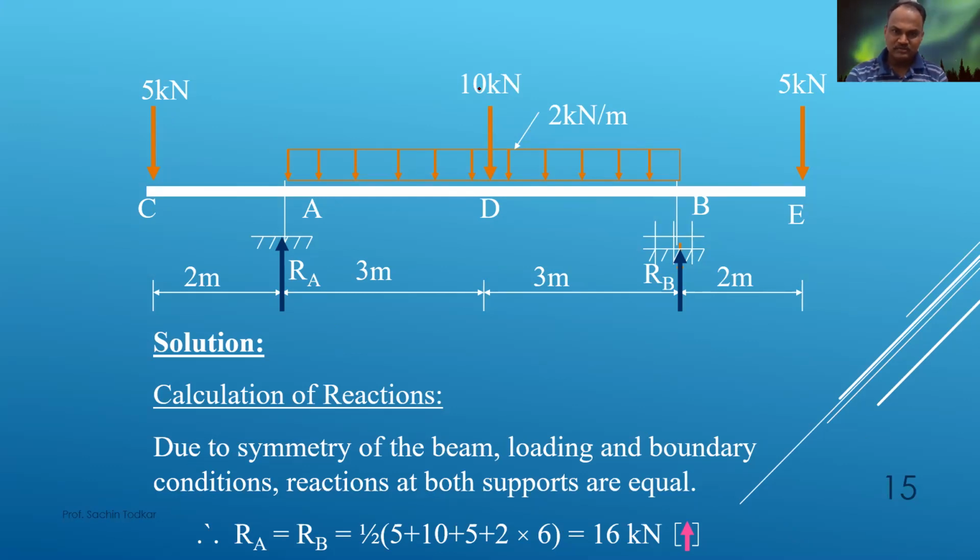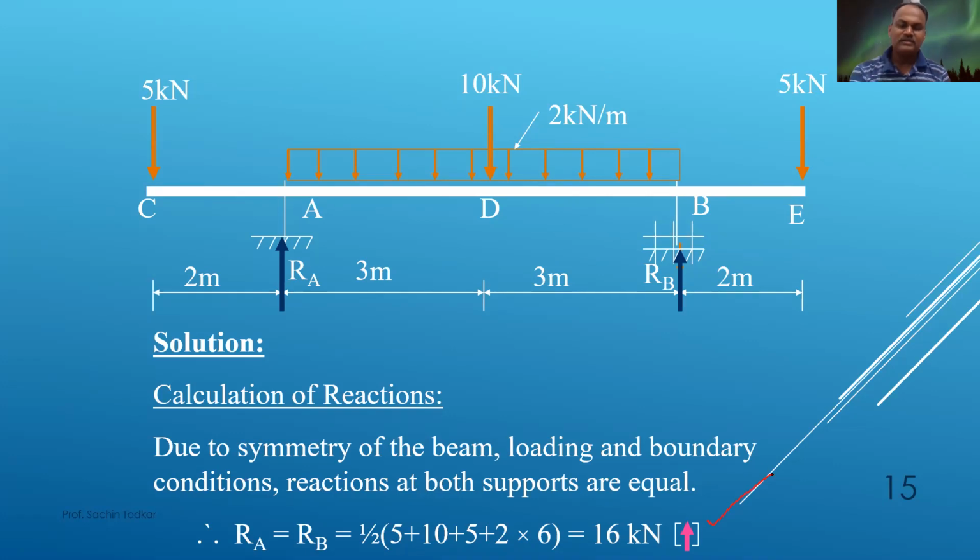So this is 5 kilonewton, this is 10, this is 5, so a total of 20 kilonewton on the upper side as point loads, and 2 kilonewton per meter on the span of 6 meters, so it is equal to 12. So it has been written here, 5 plus 10 plus 5 plus 2 into 6, and if I divide it by 2, then I'll get 16 kilonewton force.